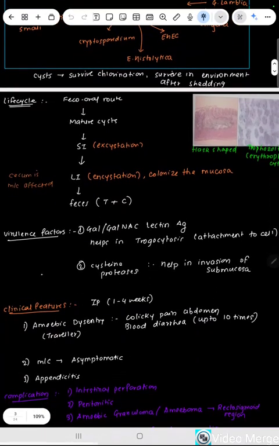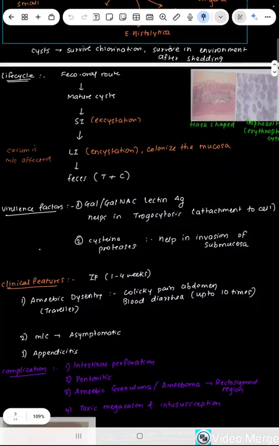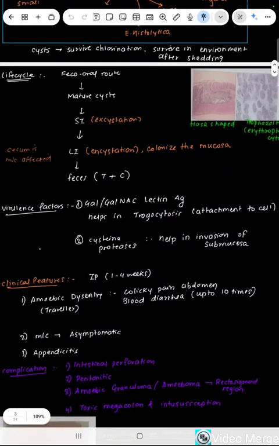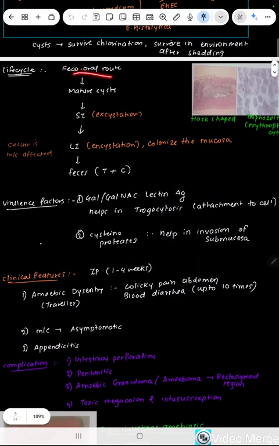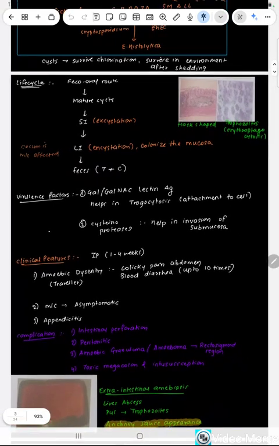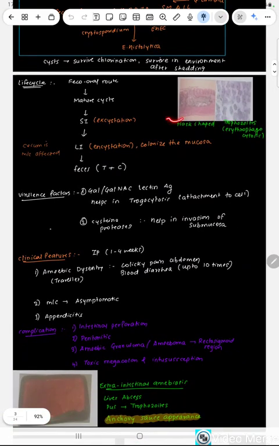Now these cysts are the ones that can survive chlorination, as well as they can survive in the environment after shedding. Life cycle: it enters through the fecal route, then mature cysts are formed. In the small intestine, it leads to excystation. In the large intestine, again encystation happens, it colonizes the mucosa, and then the cysts and the trophozoites both are found in the feces. Cecum is the most commonly affected part. Now over here, flask shaped ulcer can be seen, and the trophozoites are the ones that lead to erythrophagocytosis.